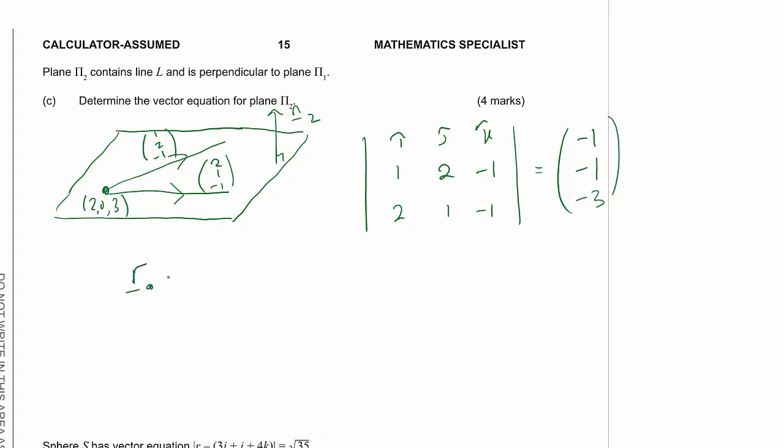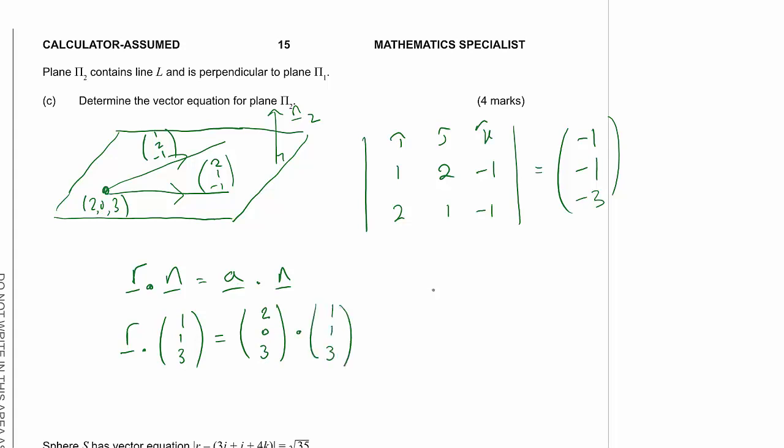So we've got r dot n is a dot n. So we've got r dot (1, 1, 3) is equal to a, which is a point on the plane. The (2, 0, 3) would do nicely there. Dot (1, 1, 3), which gives us r dot (1, 1, 3) is equal to 2 plus 9, which is 11.